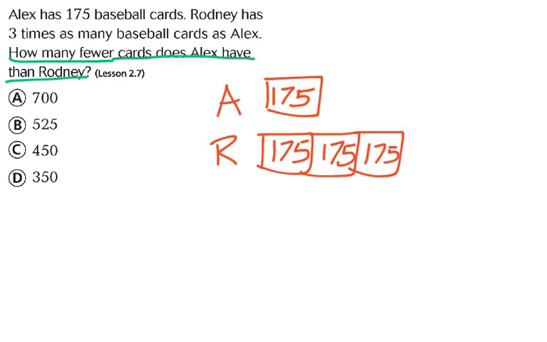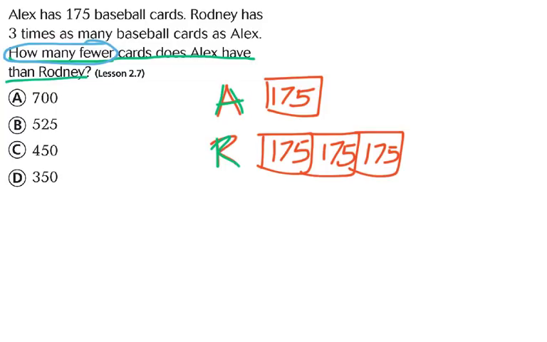Then my problem says, how many fewer? When I see how many fewer, I'm going to subtract. So I need to figure out how many Rodney has, how many Alex has. I already know that. Then I need to subtract them. In order for me to figure out how many Rodney has, well, I need to do some multiplication. Or I could do repeated addition, because remember, multiplication is the same as repeated addition.